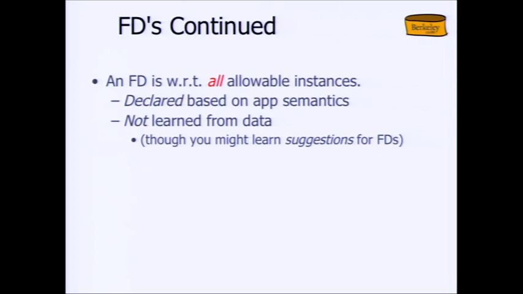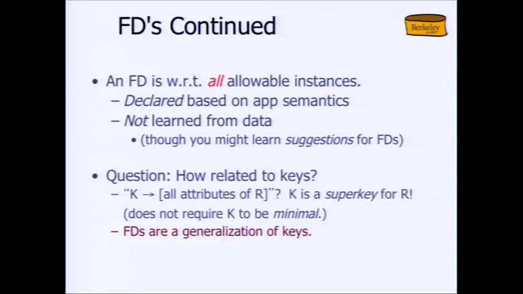Now, you might be able to go over some example data and say, gee, it looks like there are some functional dependencies here. Are they true? And then a person who understands the application domain could say yes or no. All right? But the decision about it is a design decision that you declare in a constraint. You write it down.